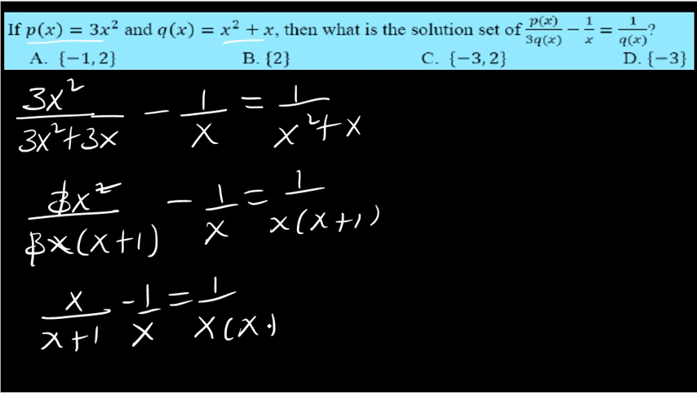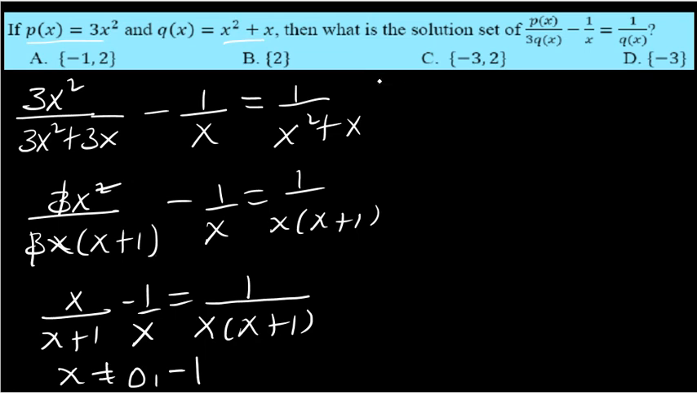x over x plus 1, the whole over 1 over... So here x should be different from 0 and negative 1. We need to know that. Why different from 0? Because if you substitute 0, it is undefined. And negative 1 also will make it undefined.